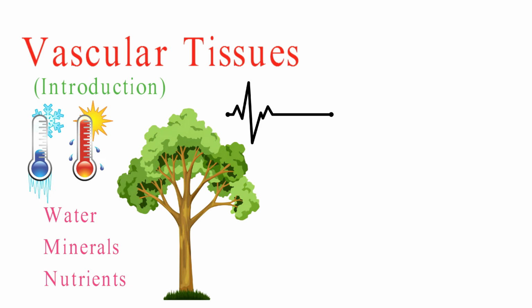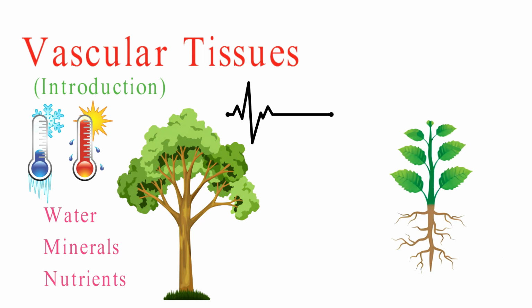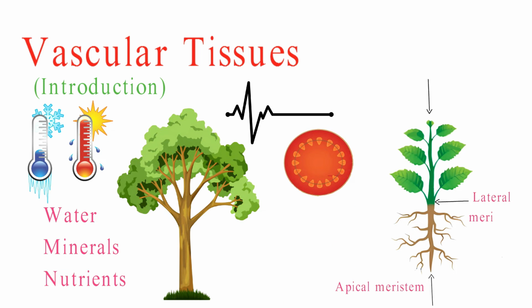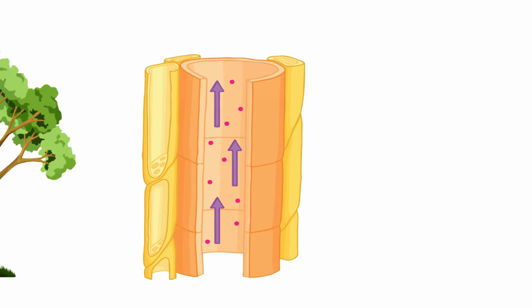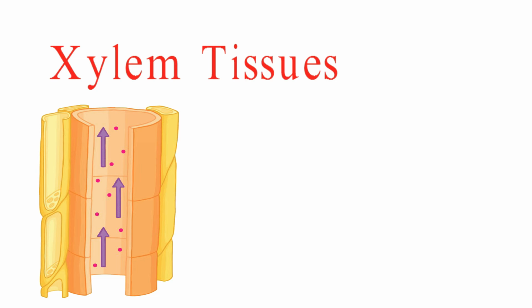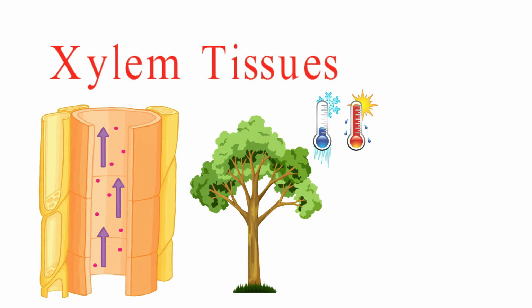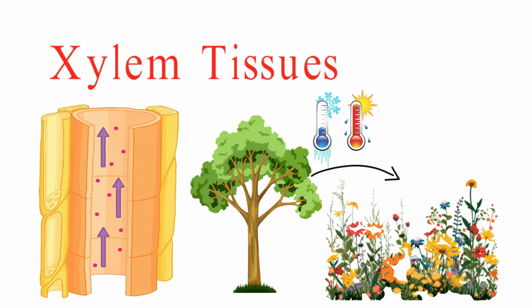Before we dive into xylem and phloem, let's explore how these vital tissues develop. Vascular tissues originate from meristematic cells, particularly in the apical meristems and lateral meristems, like the vascular cambium. Now, let's discuss xylem tissues. Understanding xylem is key to comprehending how plants grow, thrive, and adapt to their environments. From towering trees to delicate wildflowers, xylem tissues are an essential part of the botanical world.